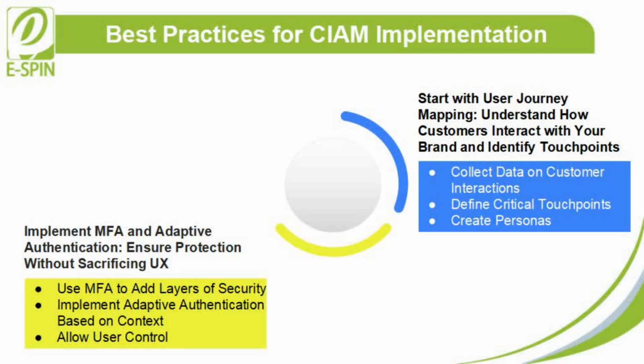Implement adaptive authentication based on context. Adaptive authentication dynamically adjusts authentication requirements depending on user behavior, device, location, and risk scores. For example, if a user logs in from a familiar device and location, the system can require only the usual password. Allow user control: give users the option to remember devices for MFA purposes, reducing the need for re-authentication every time they log in.